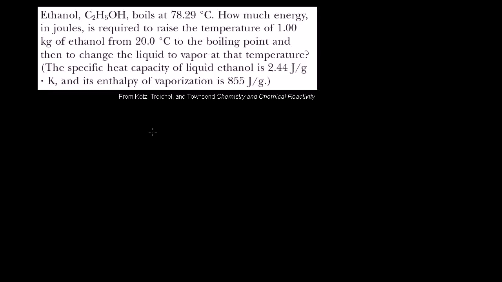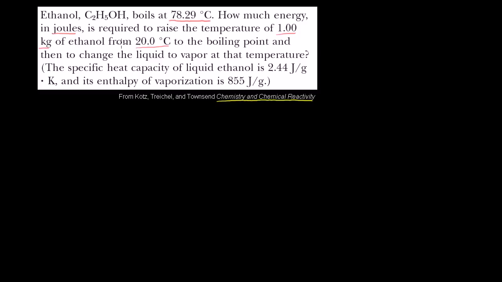I have this problem here from Chapter 5 of the Kotz, Treichel, and Townsend Chemistry and Chemical Reactivity book, and I'm doing this with their permission. So they tell us that ethanol, C2H5OH, boils at 78.29 degrees Celsius. How much energy in joules is required to raise the temperature of 1 kilogram of ethanol from 20 degrees Celsius to the boiling point, and then change the liquid to vapor at that temperature? So there's really two parts of this problem.